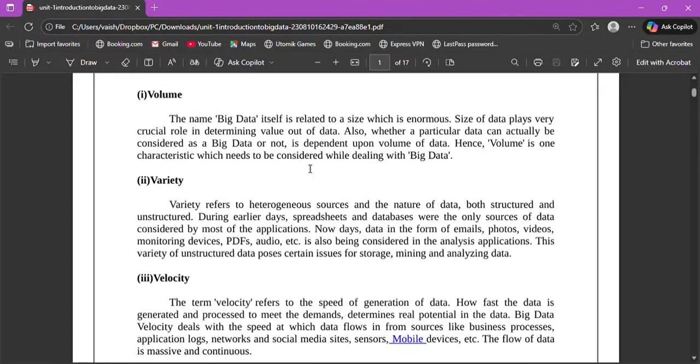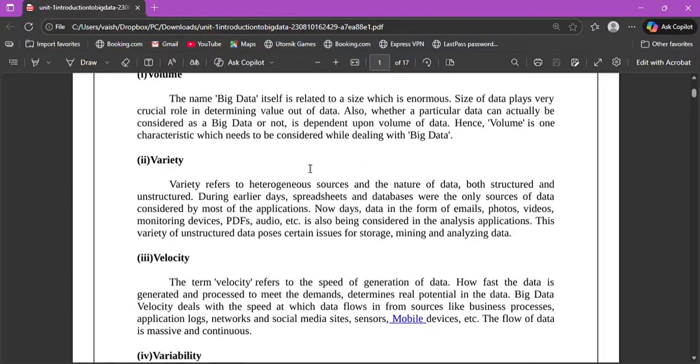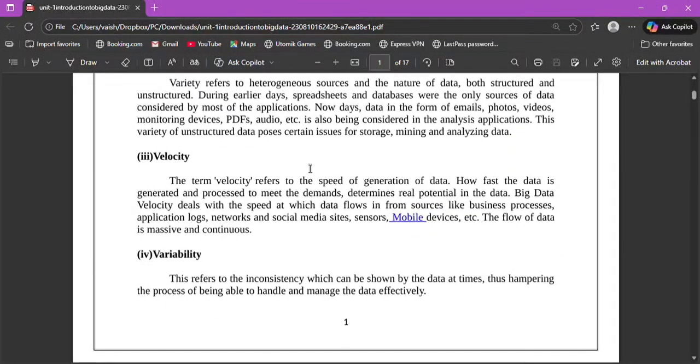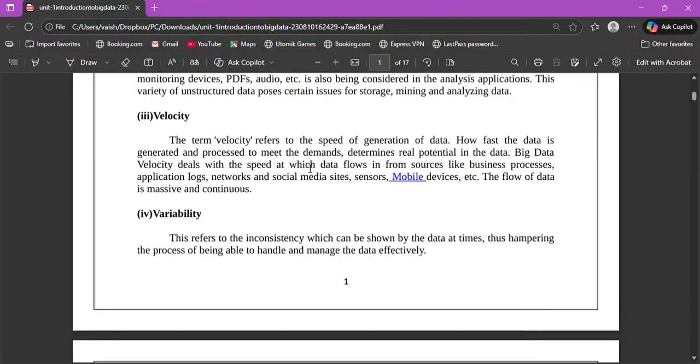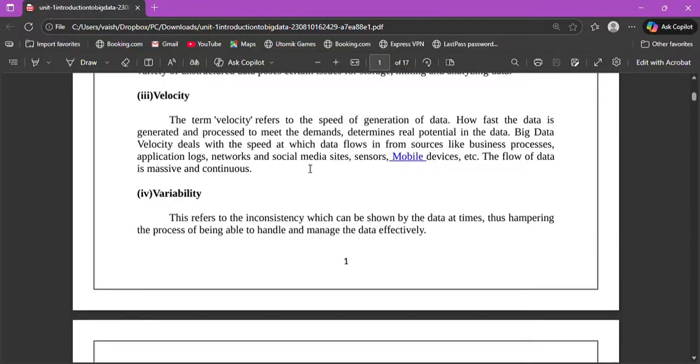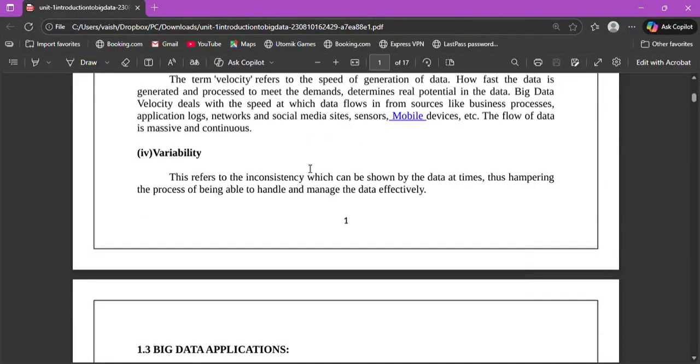Now, third is velocity. The term velocity refers to the speed of generation of data, how fast the data is generated and processed to meet the demand and determine the real potential in the data. Big data velocity deals with the speed at which data flows in from sources like business processes, application logs, networks, and social media sites. Now, fourth is variability. This refers to the inconsistency which can be shown by the data at times, thus hampering the process of being able to handle and manage the data effectively.